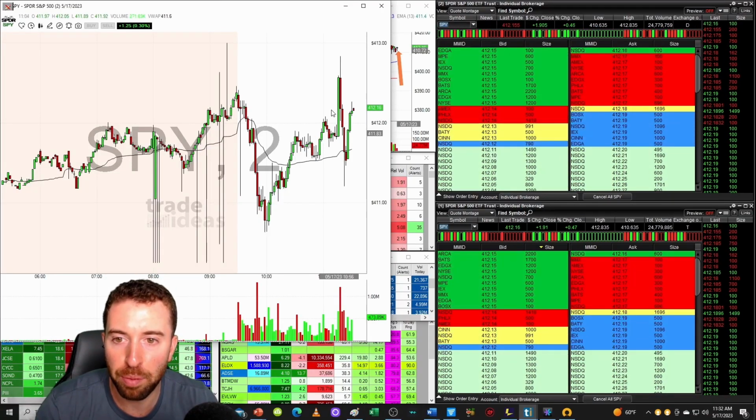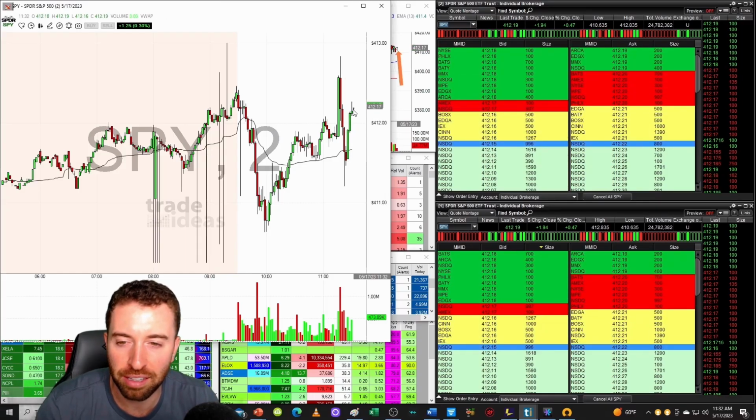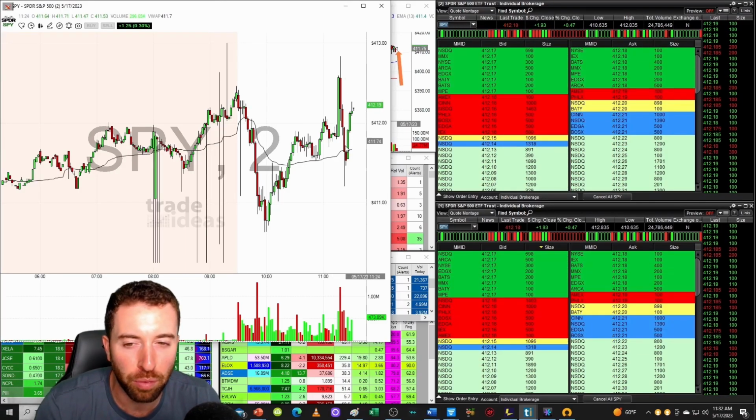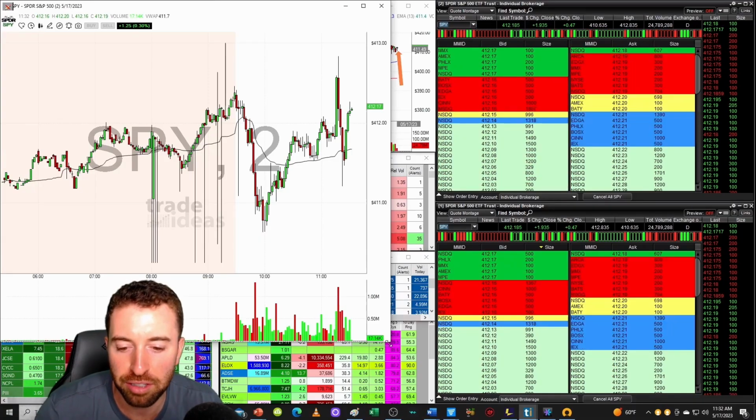Okay, I see the drop. Here I see the spike. Okay, I see the drop. I see a little bit of spike. I see we probably had some action happen right around this area. That's when the president came out and started speaking.